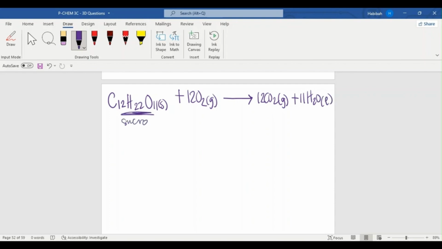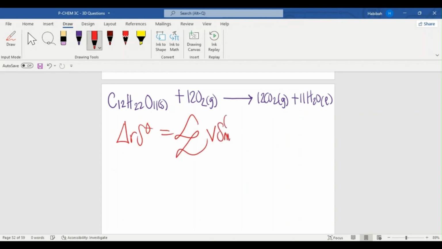This is actually sucrose. So yeah, we don't need that information to solve this question, but it's just a fun fact. Anyways, so you have that. And remember, what did I teach you? The standard entropy of reaction is simply the summation of the molar entropy of the products minus the summation of the molar entropy of the reactants.